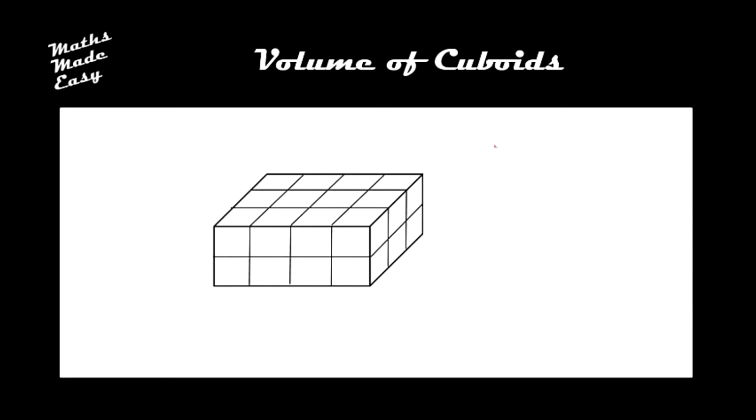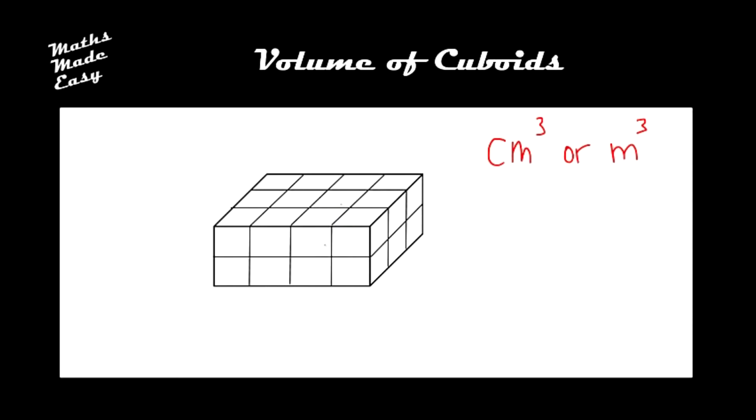Now to calculate the volume we usually use the unit centimeters cubed, or sometimes if it's a big shape, meters cubed, and we simply need to count up how many cubic centimeters or cubic meters would be needed to make up that shape in total.